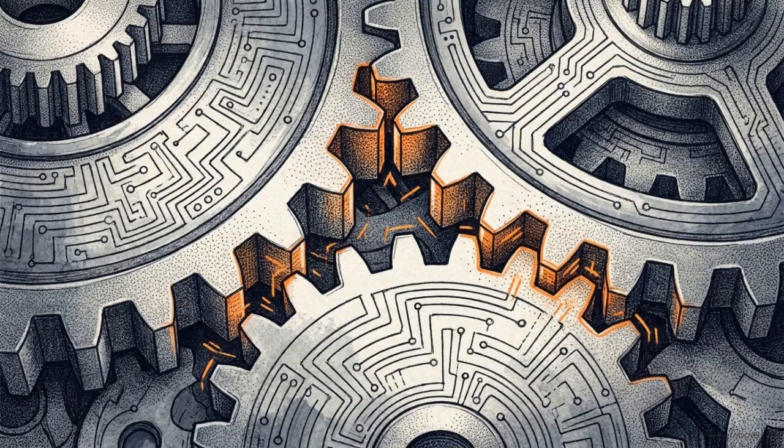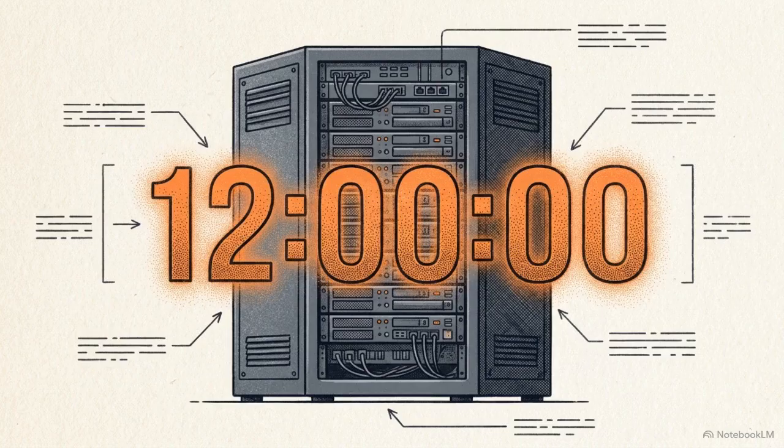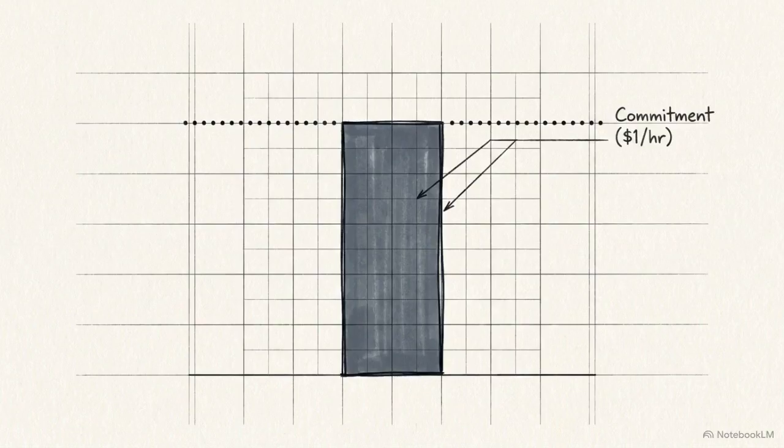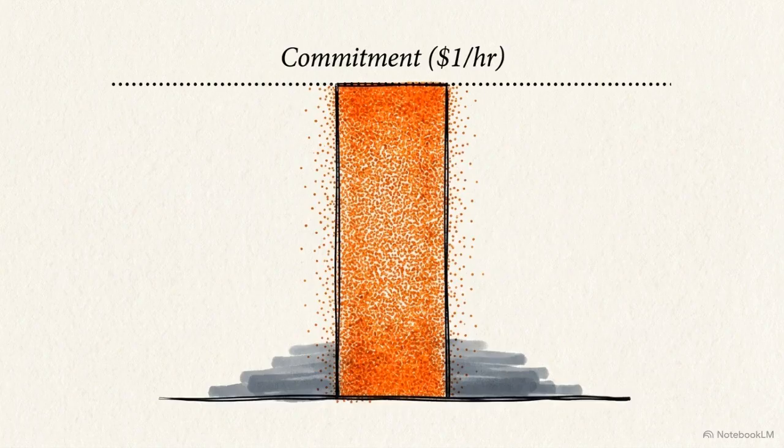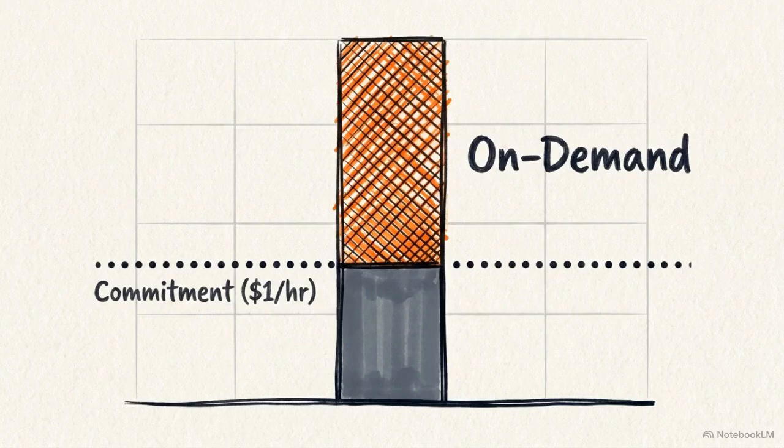The foundational rule of this system is time. AWS checks your eligible compute usage strictly on an hour-by-hour basis. This chart shows the perfect scenario. The dotted line represents your hourly financial commitment. Let's say it's $1 per hour. The bar is your actual compute usage. When your usage perfectly meets that $1 mark, the entire hour is heavily discounted. You get maximum value. If your traffic spikes and your usage pushes above your commitment line, that excess compute is simply charged at the standard undiscounted on-demand rate.